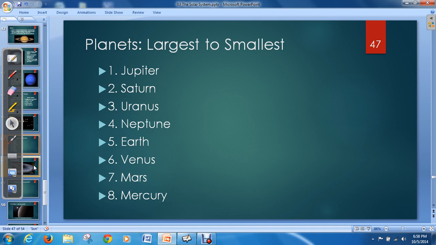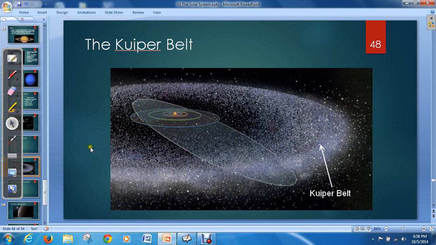Then on the very edge of our solar system, we have the Kuiper Belt, which is just a bunch of asteroids and dwarf planets and ice chunks and all this leftover material that never really formed into anything. For this class, we'll pretty much consider it the edge of our solar system.